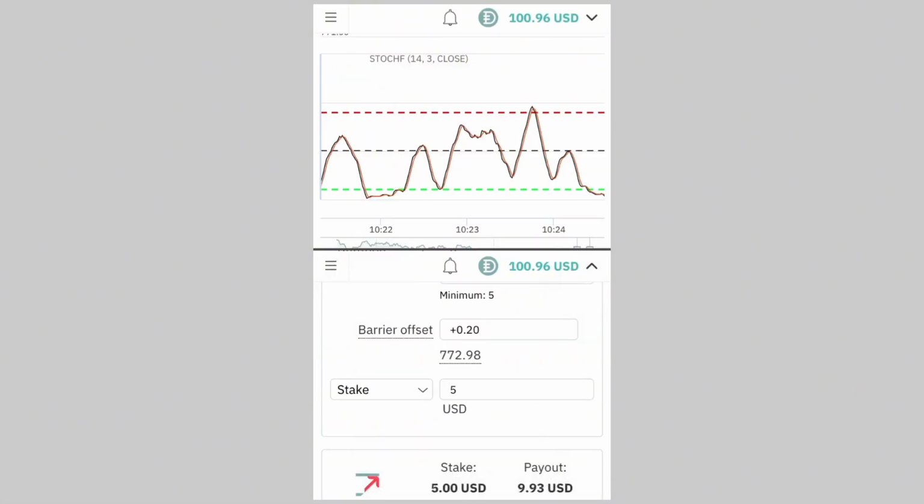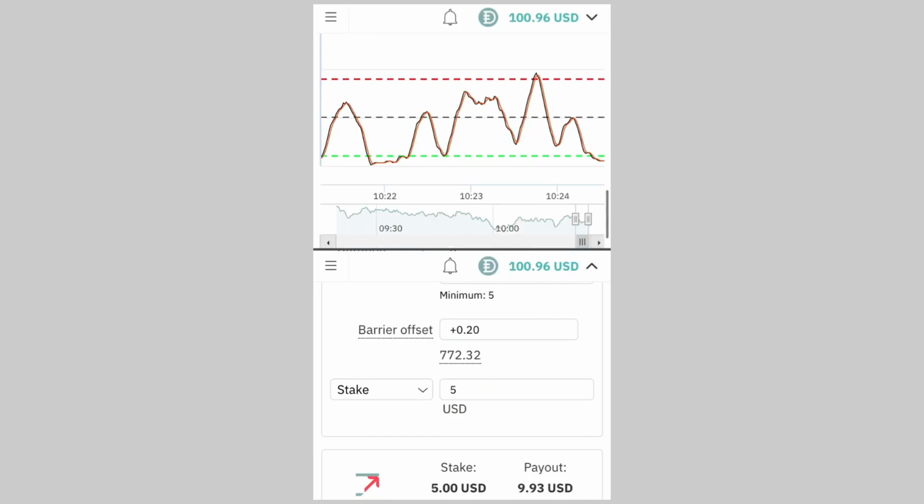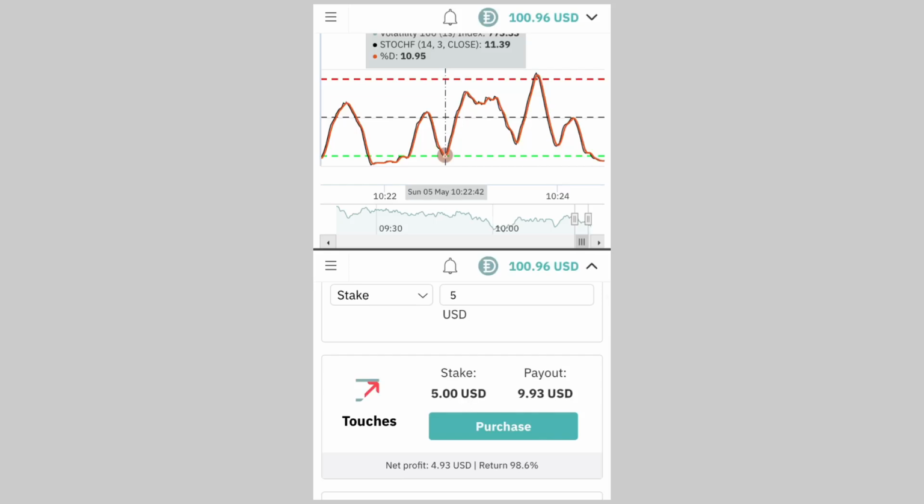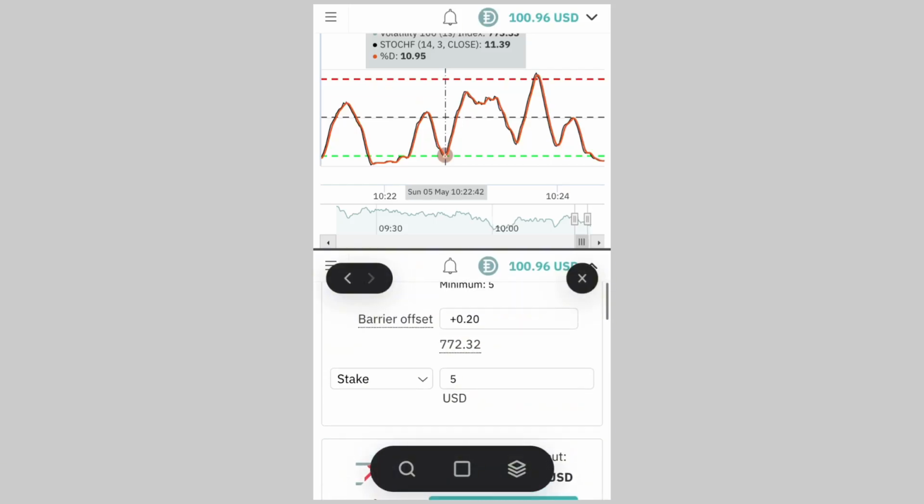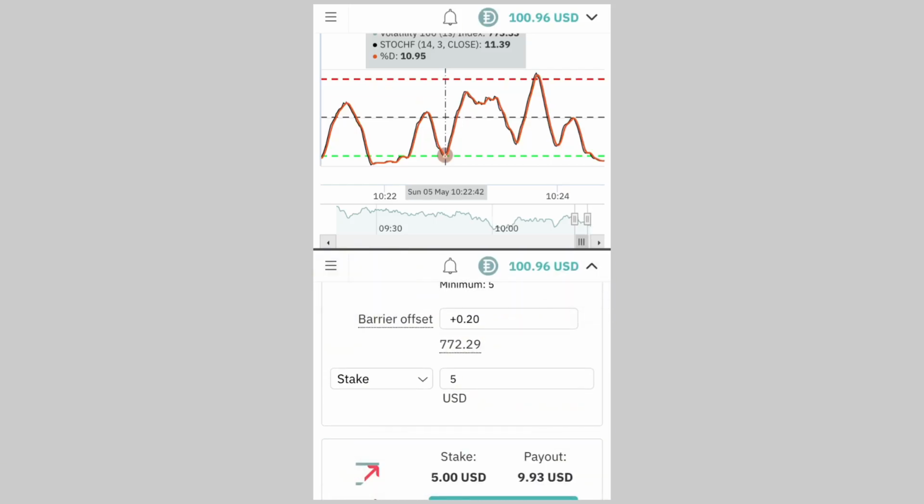Your barrier offset is plus 0.2. That signifies that you are going to take the trade only if the price touches the green spot and breaks through the 50%, as I'm showing you right here. Once it breaks through the 50% and comes back right here and crosses, that's when you are going to click on your touch. So you are waiting for price to go above plus 0.20. That's for a buy trade, a long trade.